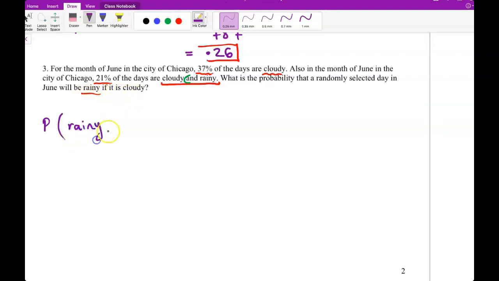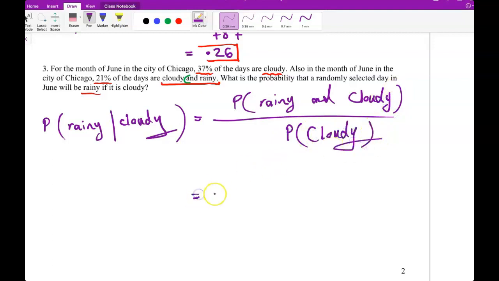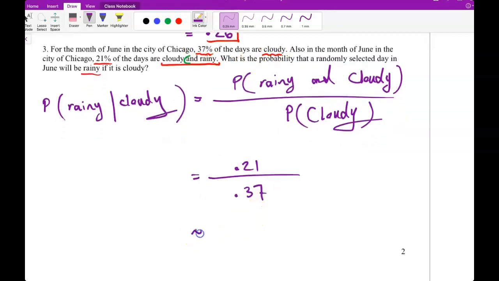Rainy if it's cloudy, divided by cloudy. For this part, we have 21% of the days are cloudy and rainy, so this is 21%. And in the denominator we have the probability of cloudy, which is 37%. But this was easy to find. And the answer is 0.568.